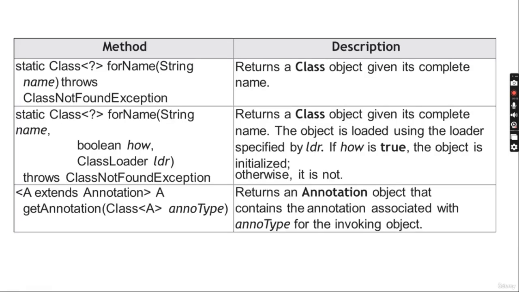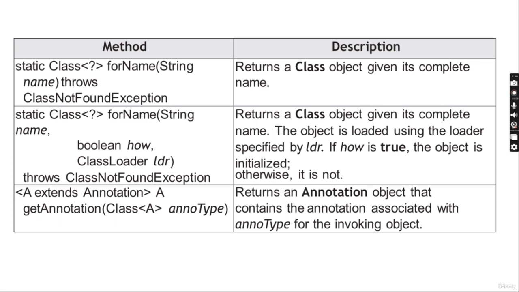static Class<?> forName(String name) throws ClassNotFoundException returns a Class object given its complete name. static Class<?> forName(String name, boolean how, ClassLoader ldr) throws ClassNotFoundException also returns a Class object given its complete name. So here, when we pass the complete class name to forName, it gives a Class object, and here also it returns a Class object, but there is a parameter difference. The second parameter is boolean how. The object is loaded using the class loader ldr. If how is true, the object is initialized, otherwise it is not.